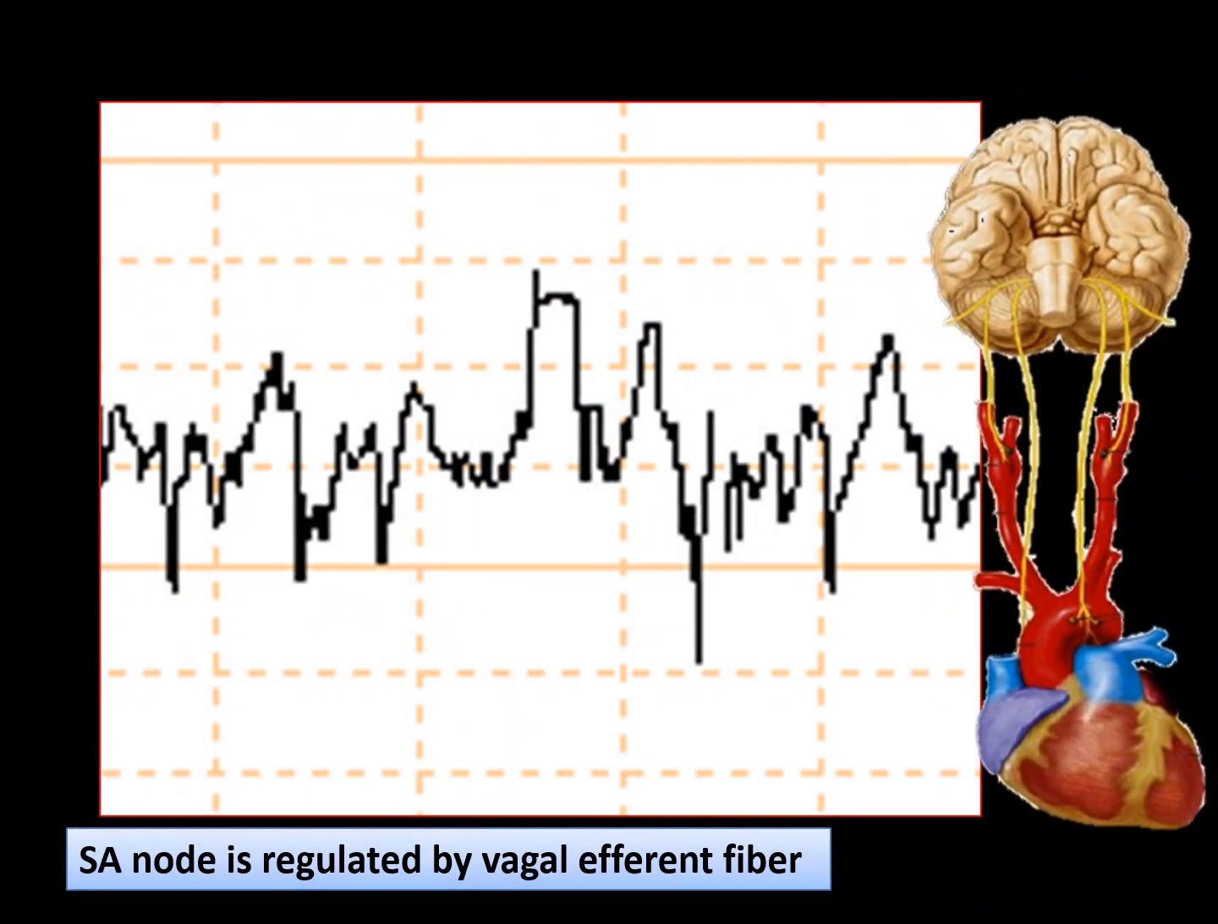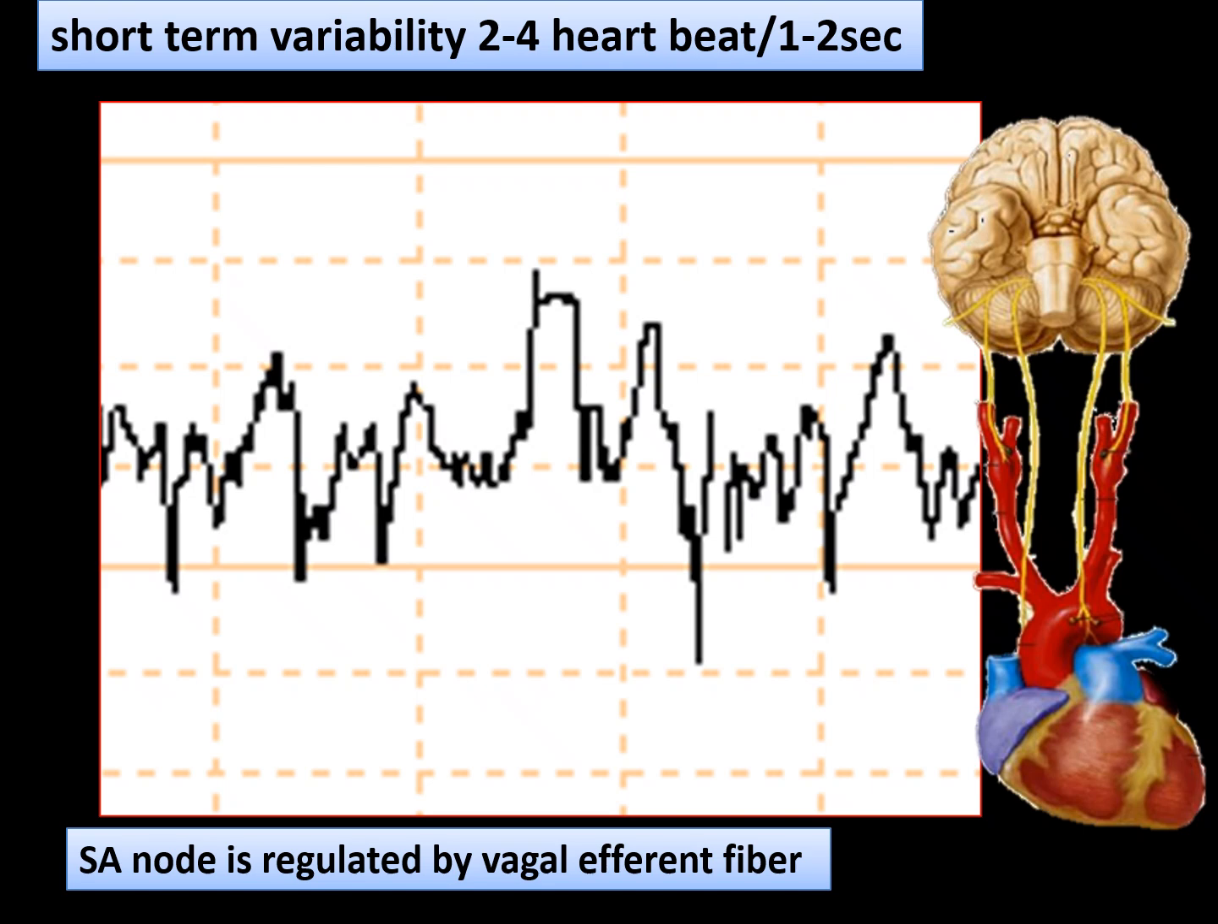When we are talking about the long and short-term variability, people get confused. Shall we look for the long-term variability or the short-term variability? The short-term variability is for the knowledge. It is 2 to 4 beats per 1 to 2 seconds, and you can see this is a small fluctuation, and this is a small fluctuation. It is the short-term variability.